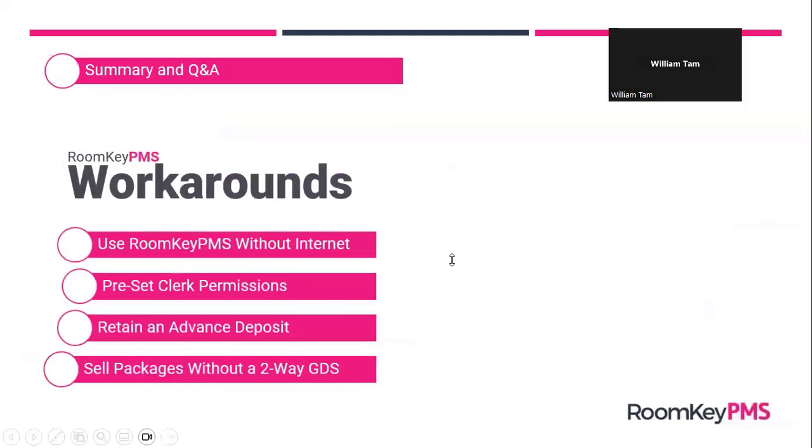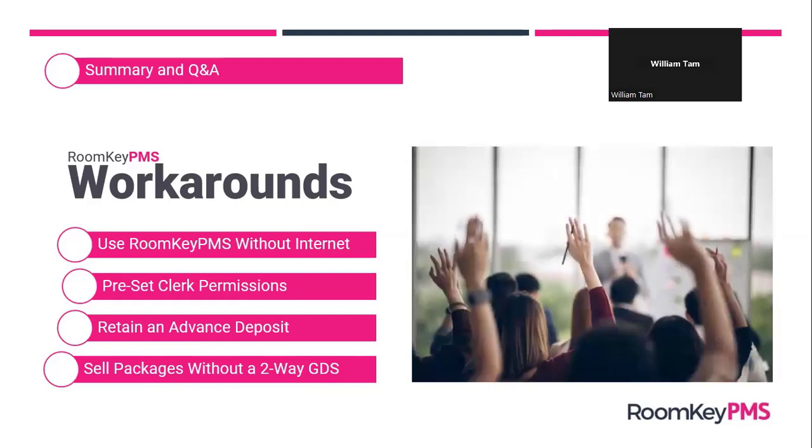So that is it for our workarounds presentation. We've looked at a couple of examples of our workaround methods that we can recommend using our standard operations, and then a couple of workaround methods, but keeping in mind those risks that are involved when making those manual operations outside of the standard functions in RoomKey. So I'm just going to open up the floor to see if there's any questions outstanding for our presentation today.